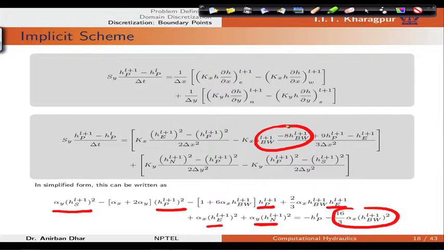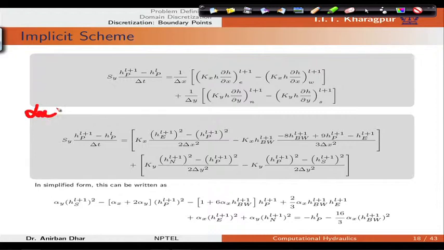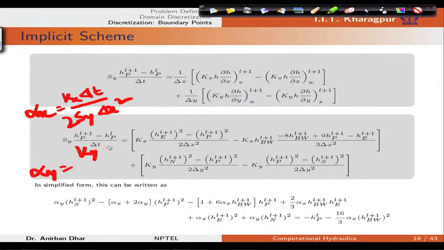and again our approximation is based on this parameter alpha y equals to del t. This is nothing but alpha x equals to del t into k x, divided by S y 2 into delta x square. This is alpha y equals to k y del t divided by 2 S y del y square.